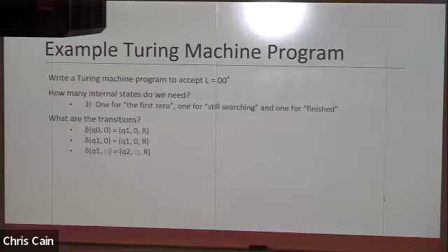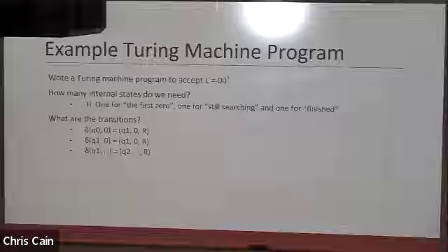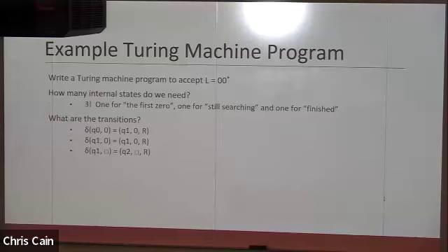We see the first 0, then we continue to search for additional allowable zeros, and then we move to a final state or a halting state where we can say we've finished parsing the string. And now we can accept that the string that was on the tape when we began adhered to 0+. Ready for a second example?